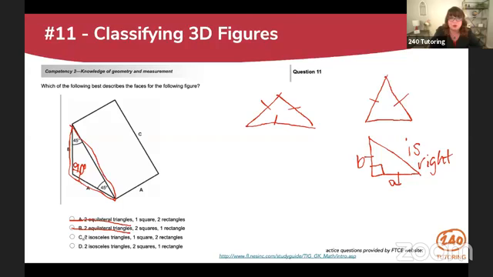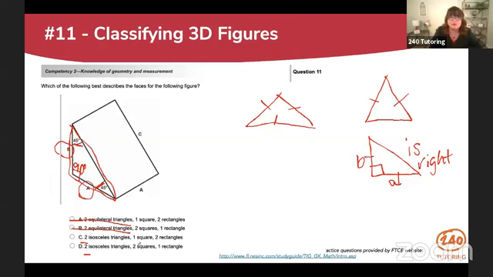Isosceles triangles, two isosceles. Now it's a right isosceles, but we know that because these angles are the same, then A and B are the same length. So if you've got those equivalent angles, A and B are going to be the same length. So that's why it is isosceles.